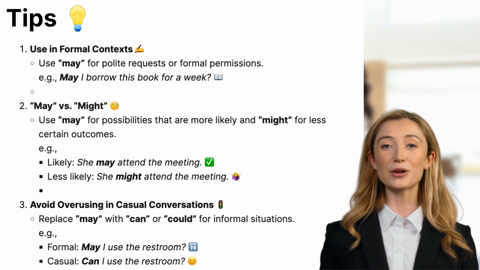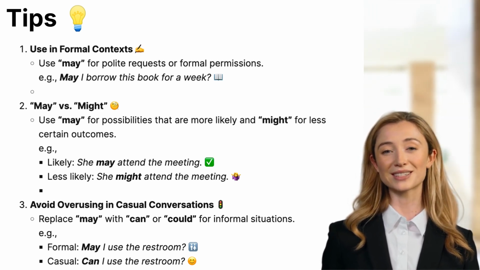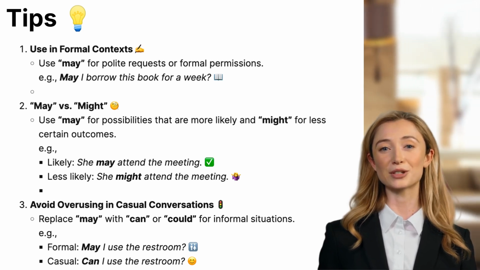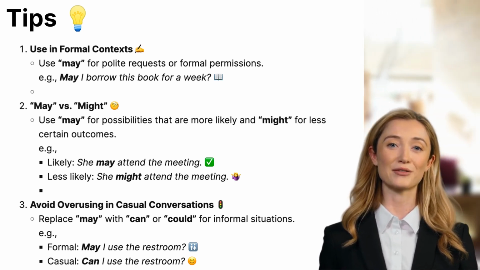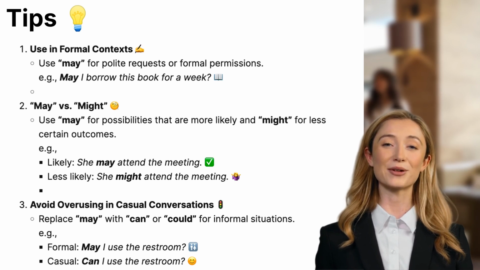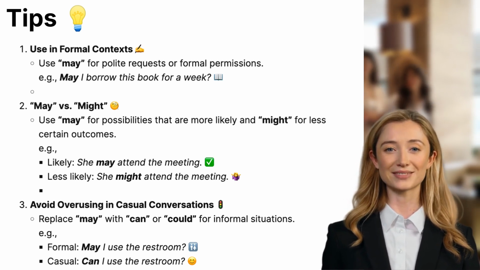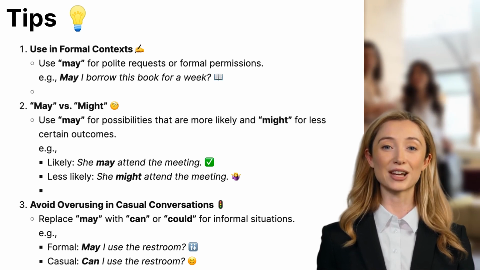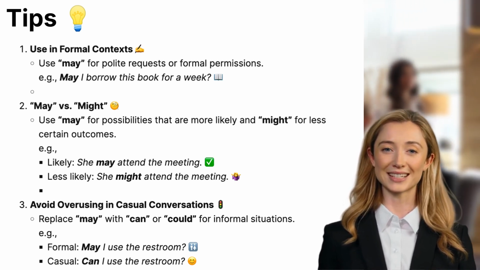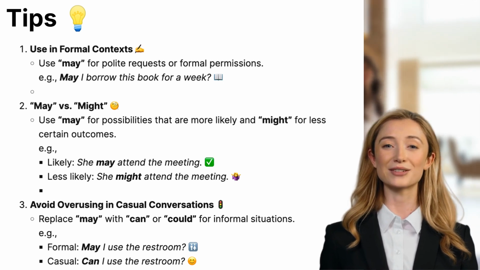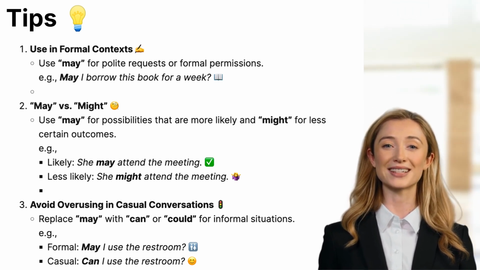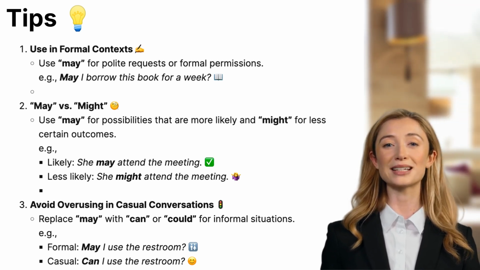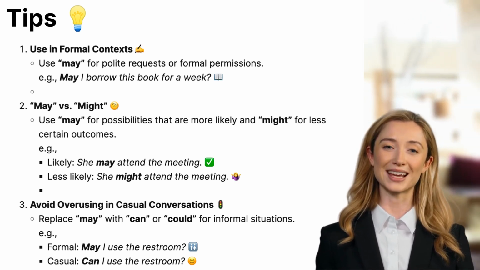3. Avoid overusing may in casual conversations. While may is great for formal situations, it sounds unnatural in casual conversations. Instead, use can or could. Examples: formal, may I use the restroom? Casual, can I use the restroom? More examples. Formal, may I have a glass of water? Casual, can I get some water? If you're speaking informally, replace may with can or could to sound more natural.